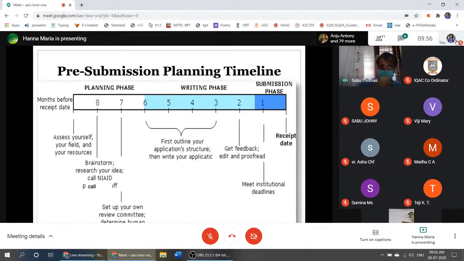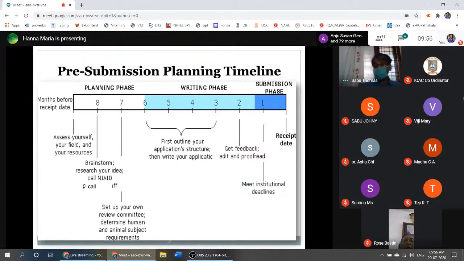And you have to edit it, you have to proofread. Meet institution deadlines. Institution deadline means you have to get the forwarding letter. In MGU, the forwarding letter is produced on the same day. But in some institutions I know, even abroad, you probably have to wait for 2 weeks.